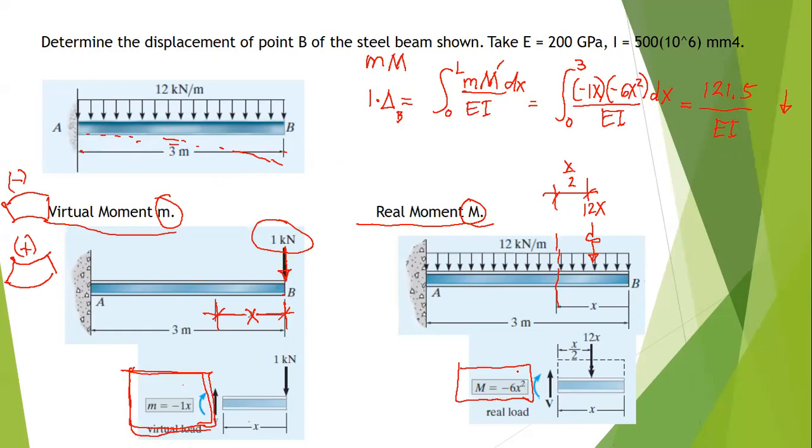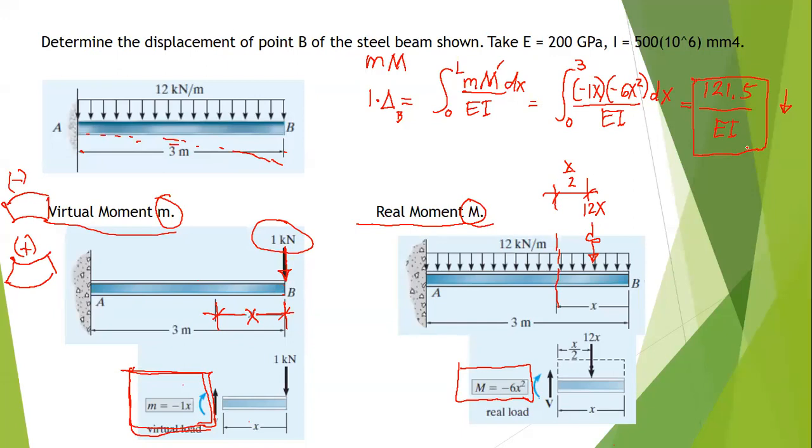Sir, what if it is negative? Then it will be opposite. So it will be upwards. Yes. Okay? Only its sign will change. It will be opposite to what you assumed. Okay? So that's it.